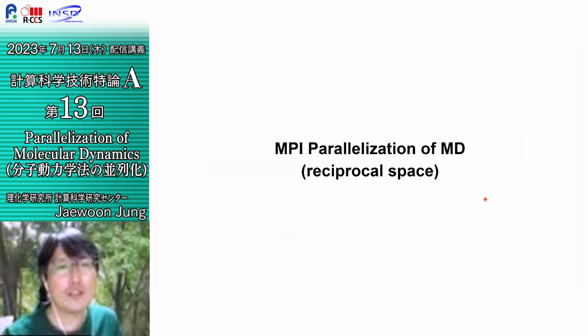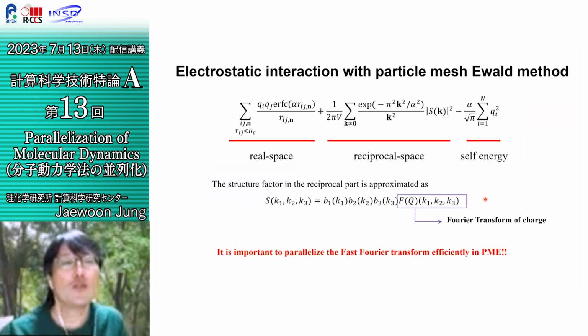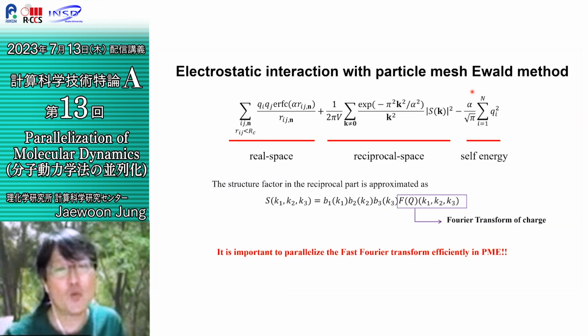Then how about the reciprocal space calculation? Let's go back to electrostatic interaction, calculated by using a particle mesh Ewald scheme. In fact, in electrostatic calculation, there are many parallelization ways. Here, I only explain the most widely used scheme, which is the particle mesh Ewald scheme.